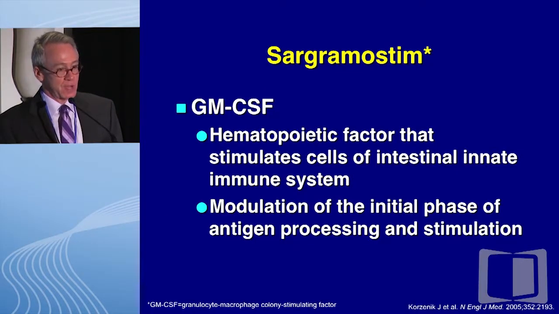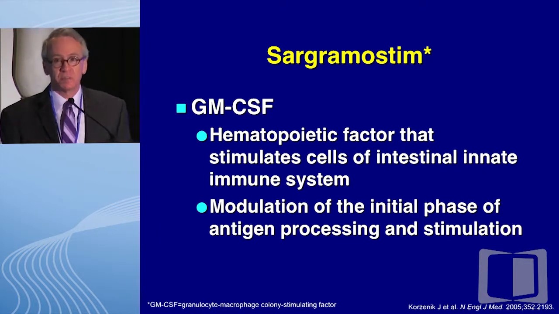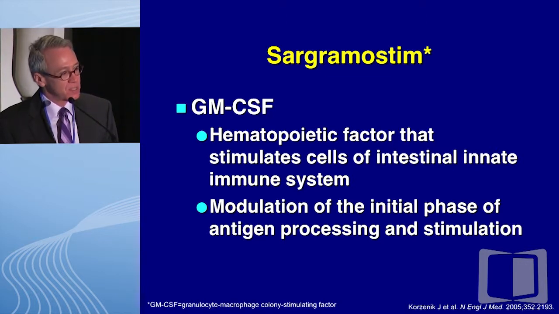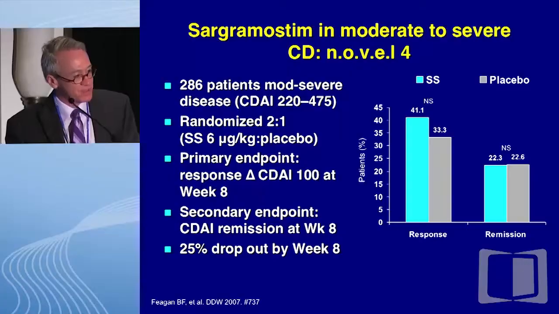So moving on to something that is near and dear to Dr. Korzenik's heart, Sargramostim, or GM-CSF. At our center, some of my colleagues have used this in patients who have failed multiple TNF inhibitors and other medical therapies. GM-CSF is a hematopoietic factor that stimulates cells of the intestinal innate immune system, going back to Josh's talk. And this also has effects on some innate immune cells to modulate the initial phases of antigen processing or stimulation. So there's a rational theory behind why this may be effective.